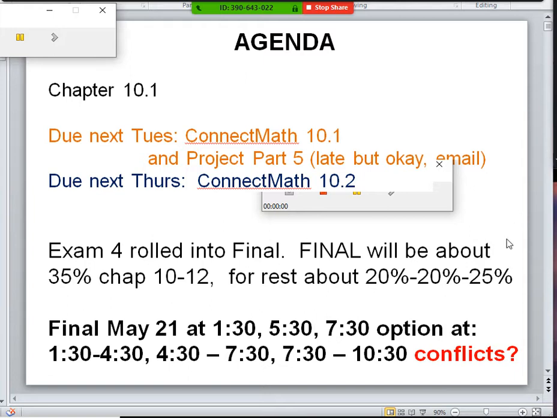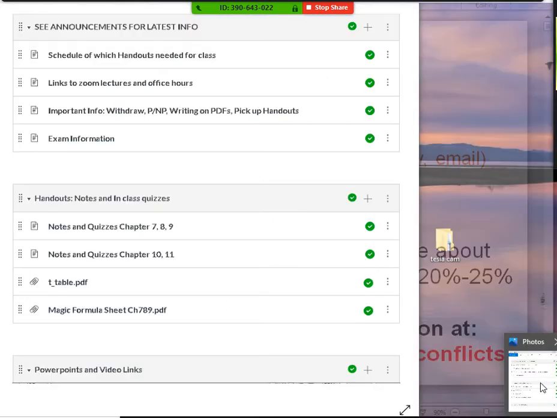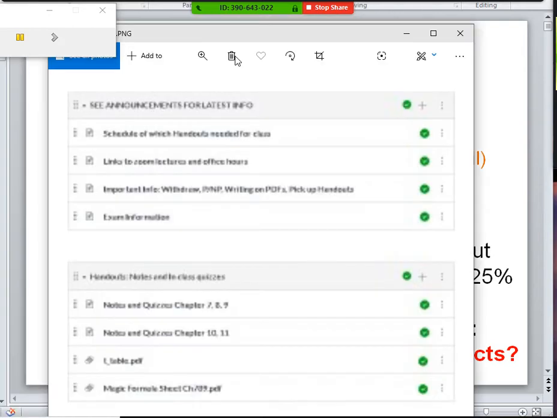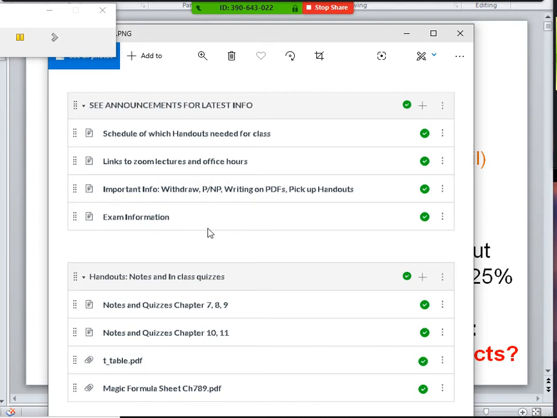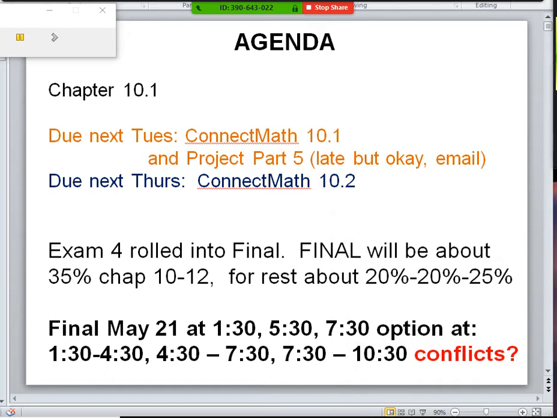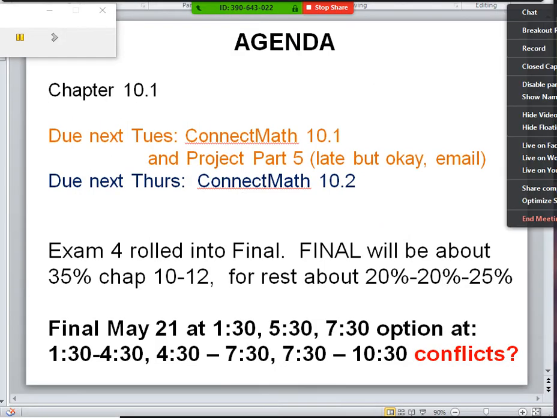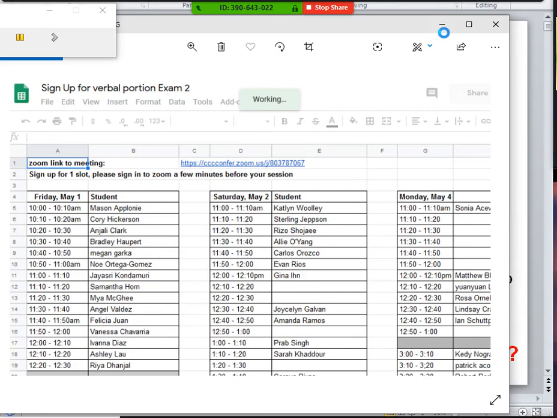Okay, so first of all, make sure that you sign up for the exam part 2. So exam 2 part 2, how do you do that? You go to Canvas, and you pick exam information 2, and you sign up there. You click on that, and that brings you to this statement. This is the top of the statement. You click on this blue link here to sign up. That will take you to the sheet, and the sheet looks like this. So pick a slot.